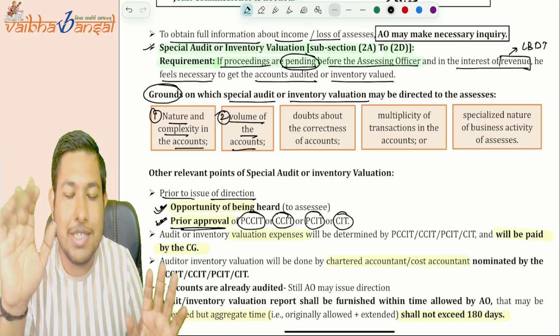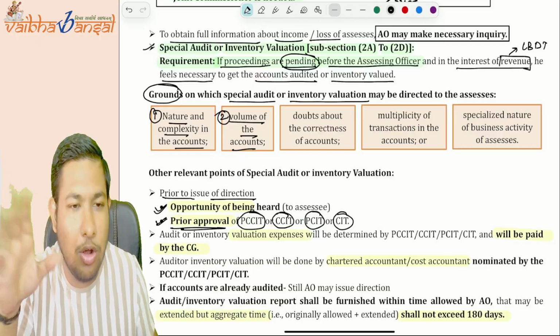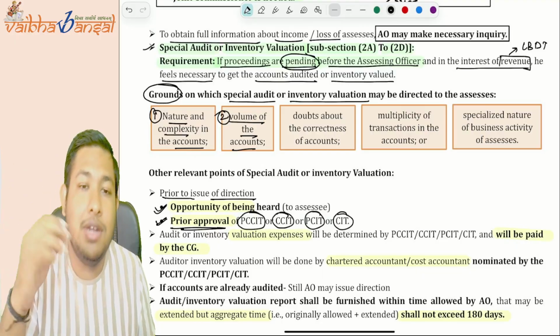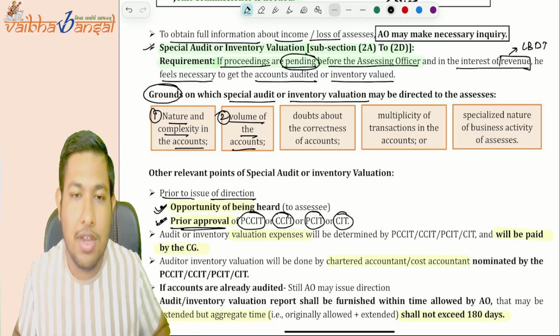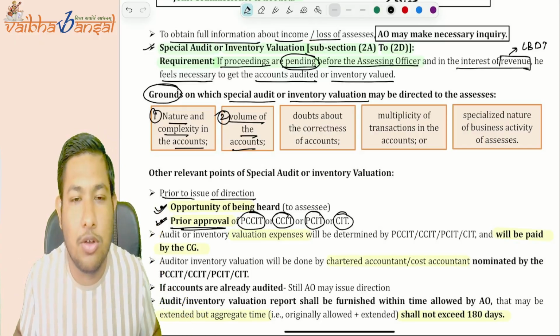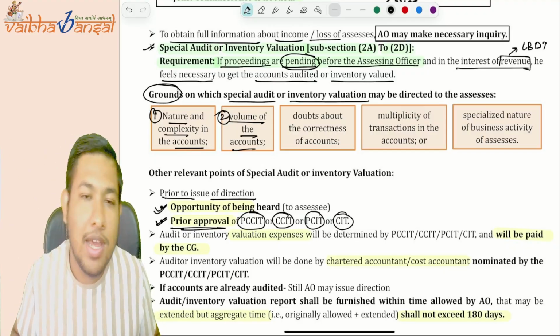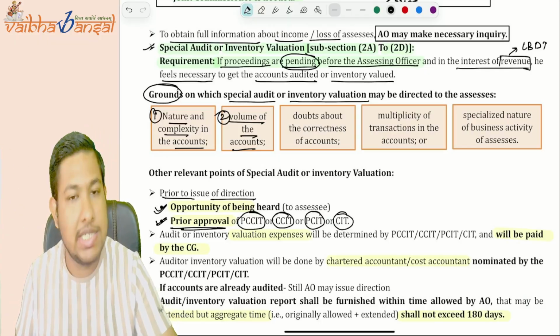For the assessee, the assessee has already made some special audits, the company audit, the tax audit, everything is already done. But for the purpose of the assessing officer, there will be a new CA or cost accountant appointed on behalf of whom? The department, and he will do the special audit and the inventory valuation. Okay, first of all, this is clear.